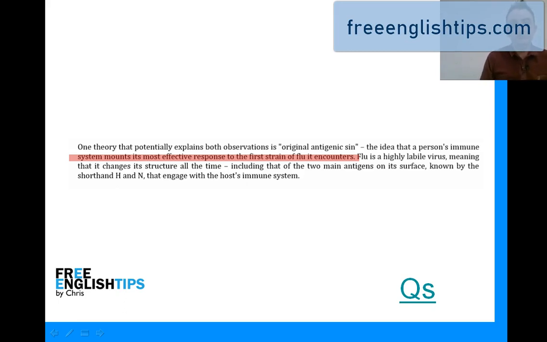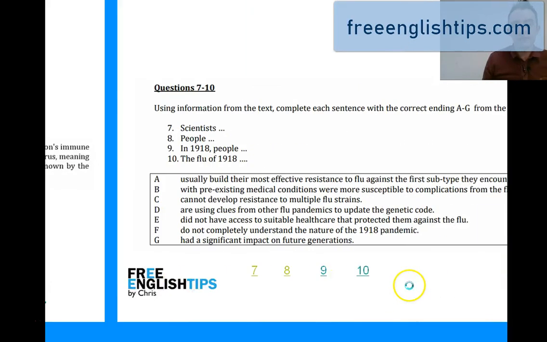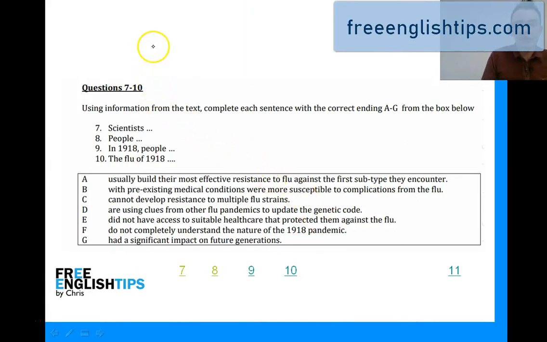All right, so that would be where you found the answer to question 8. So question 8, the answer would be A. I'll mark answer A there for you now. So 8 would be A. Question 9. In 1918, people. Now this one is going to be in the past. Do we agree that it's going to be in the past?